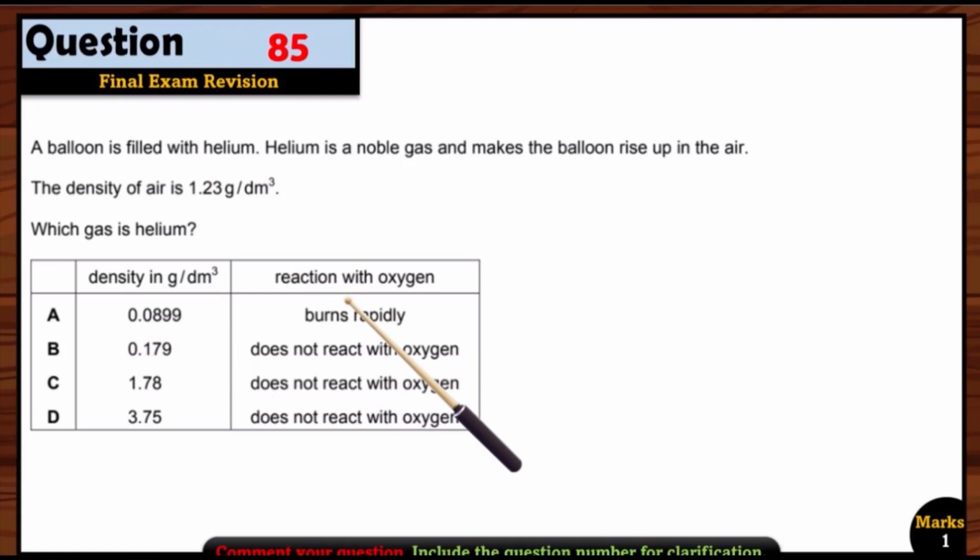So let's see now reaction with oxygen. It is an inert gas. It's a noble gas, so it doesn't react with any of the elements. So that's why option B is the right option. It does not react with oxygen.